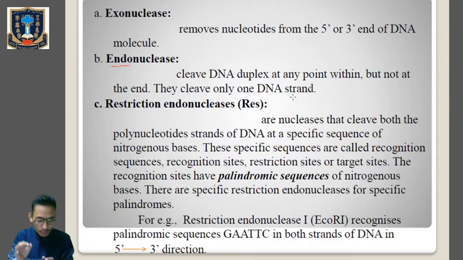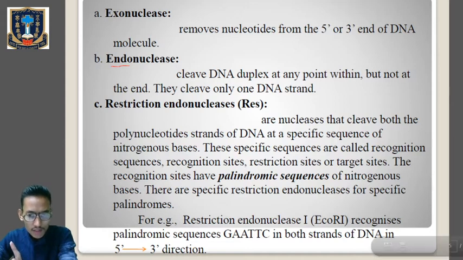Then comes the third one, which is the most important one, the restriction endonuclease. That will clip both strands of the DNA molecule. Listen very carefully. Exonuclease and endonuclease will just clip one strand of the DNA molecule. But restriction endonuclease will clip both the strands of the DNA molecule. Clear? This is the most important thing. You have to remember, it will clip both the strands of the DNA molecule.